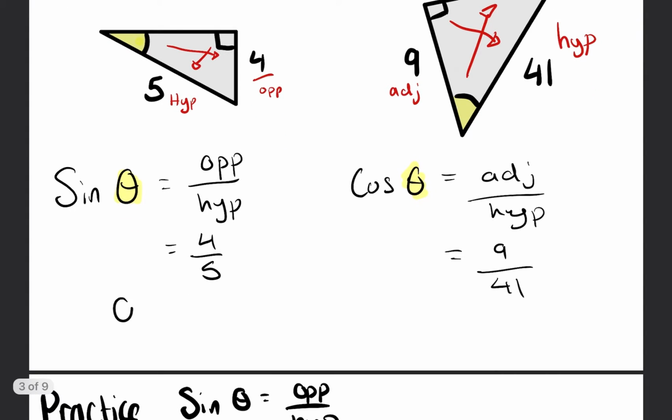And then also, we'll go one step further for both of these. The angle in question on your calculator is going to be sine of the -1, 4 over 5. And this one's going to be cos of the -1, 9 over 41.